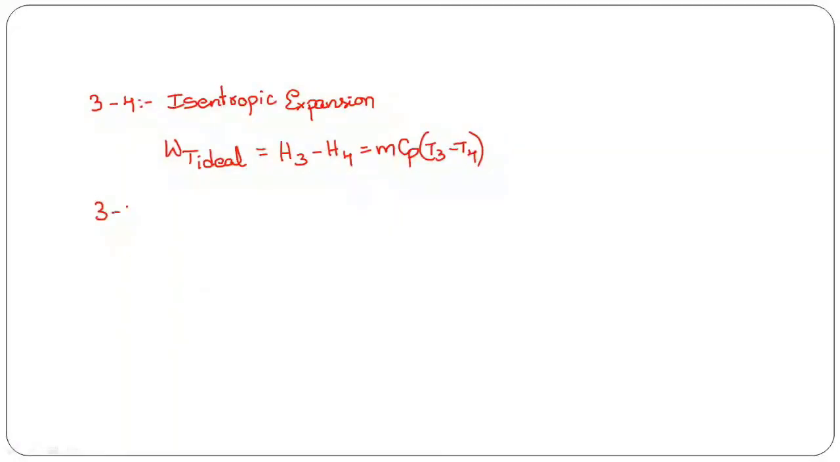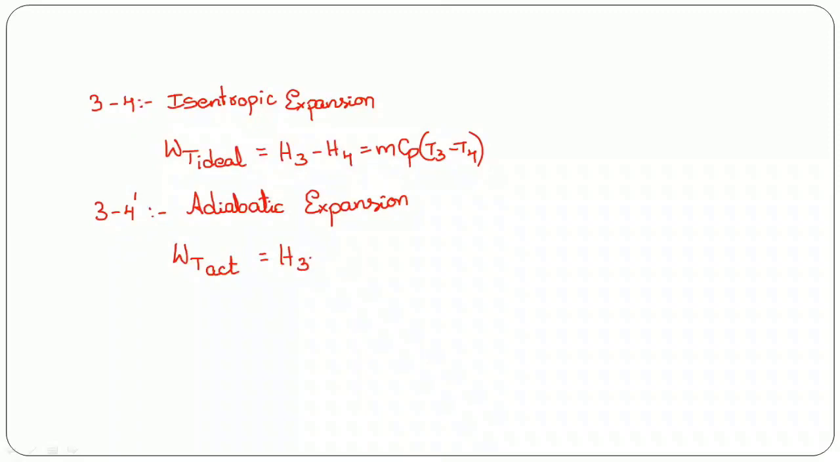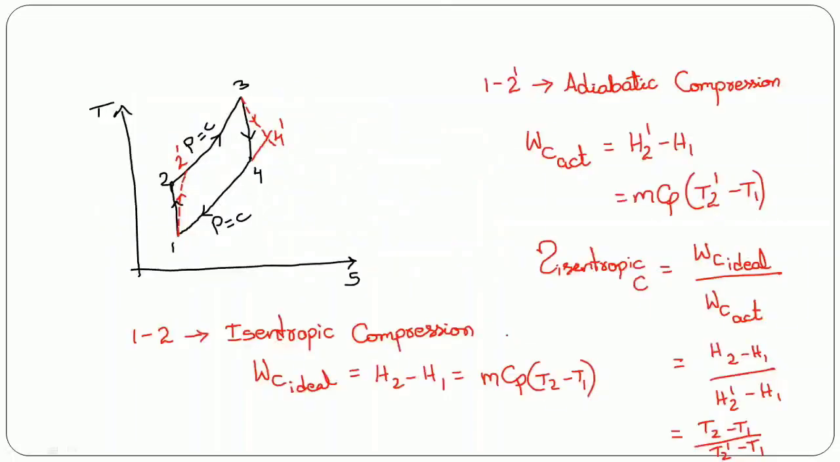But the actual process is from 3 to 4 dash. This is adiabatic expansion, which is an irreversible process. So when we have considered this adiabatic expansion, WT actual will be H3 minus H4 dash, which will be mCp (T3 minus T4 dash). So this is the actual expansion that is happening.